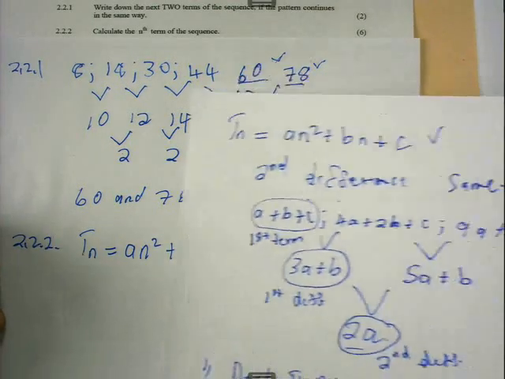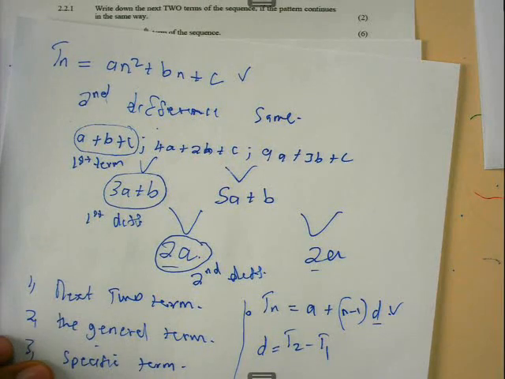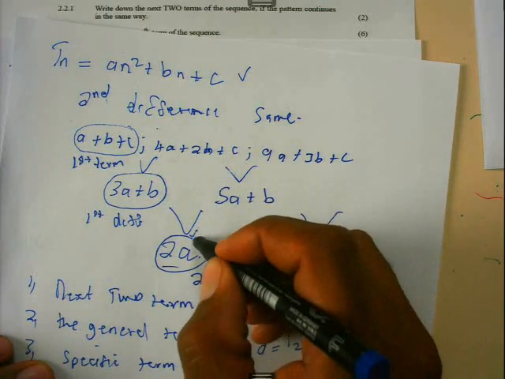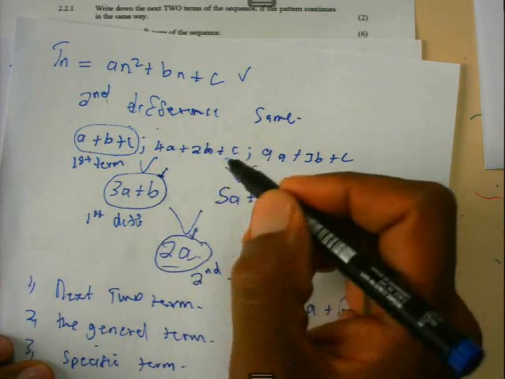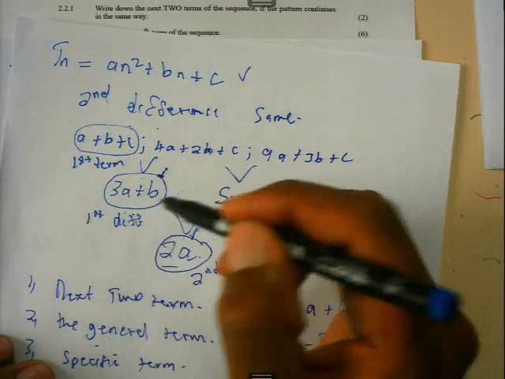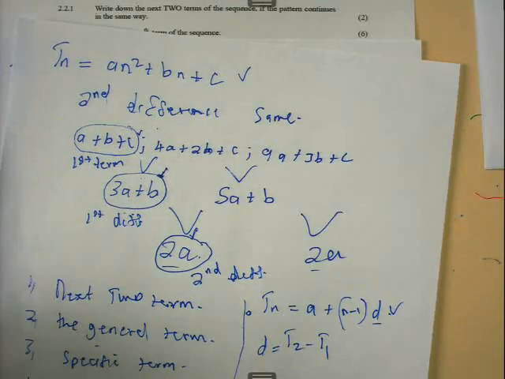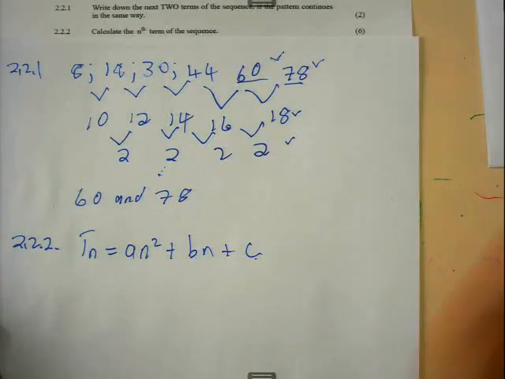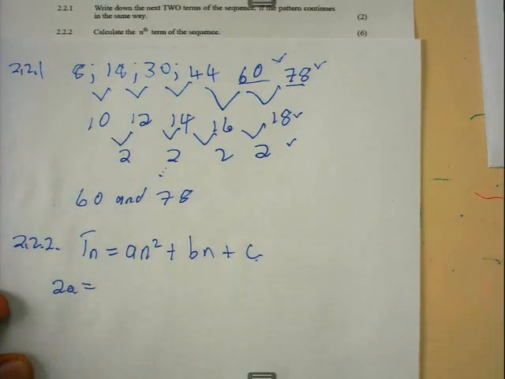You will remember I said when we determine the general term, the nth term of the sequence, then we need the second difference. What is the second difference? That is 2a. We also need 3a plus b. What is this 3a plus b? Of course, it's the first term of the first difference. That is 3a plus b. And of course, a plus b plus c. That is our first term. Of course, you agree with me that we are going to need 2a. What is 2a? It is our second difference.